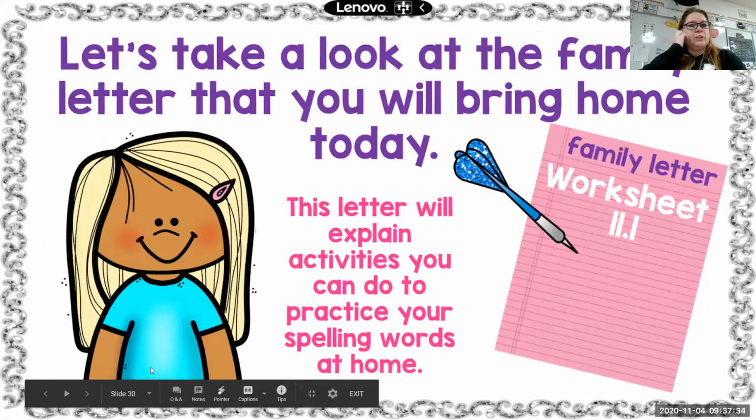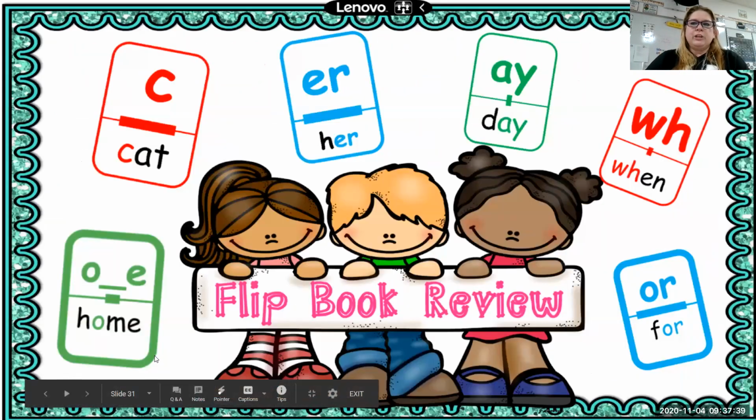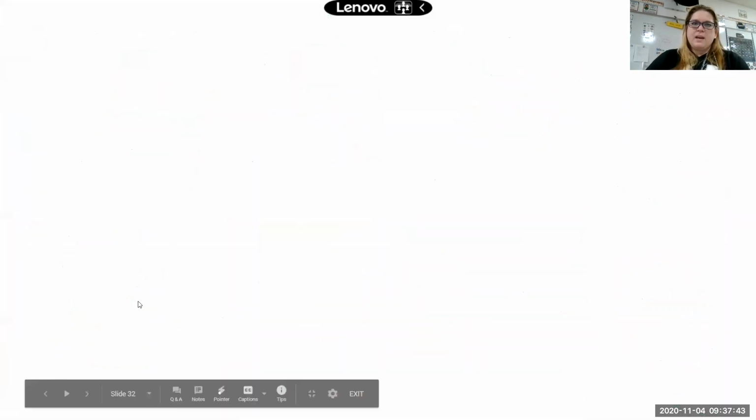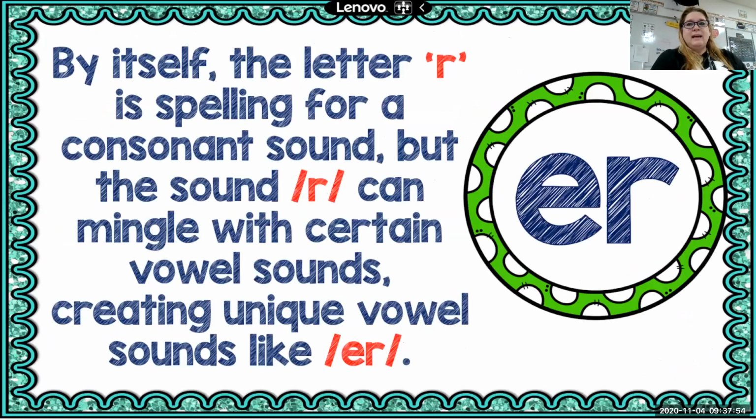All right, so today I just skipped that page. We're going to look at some new R-controlled sounds today, okay? So last Monday, we talked about the ER sound that says er. And by itself, the letter R is a spelling for a consonant sound, but the sound can mingle with certain vowel sounds, creating a unique vowel sound.